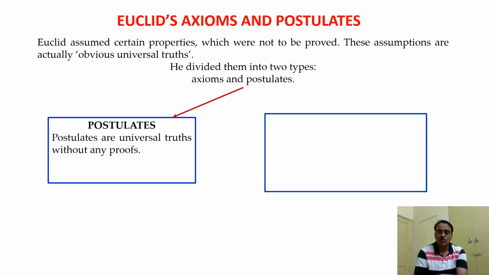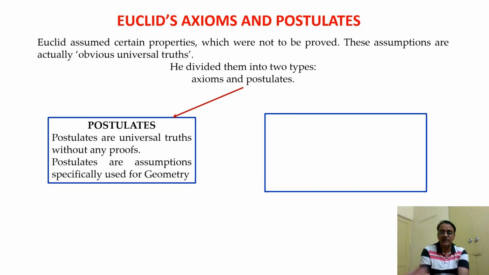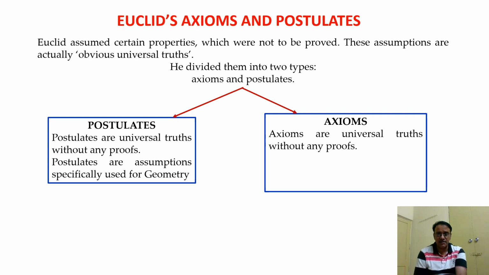Okay, so postulates are universal truths without any proof. They do not require any proof, and postulates are assumptions specifically used for geometry. They are not used for any other area of mathematics. Now let us move towards the axioms. Axioms are also universal truths without any proof. They do not require any proof, and are always universal truths.